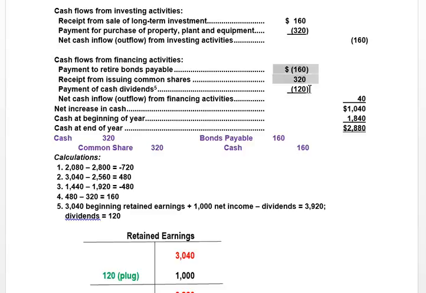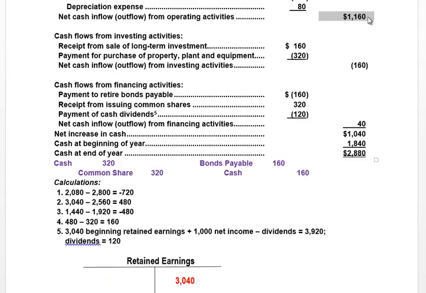So if I add these three up here, I'm going to get a net cash inflow of $40. So the net cash inflow from operating, the net cash outflow from investing, and the net inflow from financing gives me a net increase in cash of $1,040. And if you check your cash balance, it went from $1,840 to $2,880. That is exactly $1,040. If I add that change to the opening cash balance, now you can see I will get my ending cash balance at the end of the year of $2,880, which is what I should have.